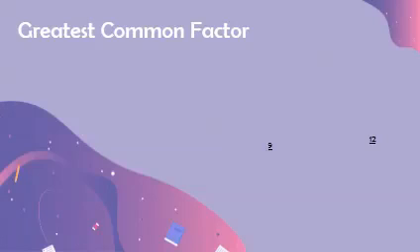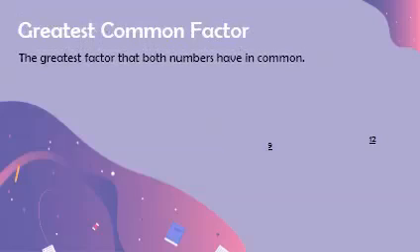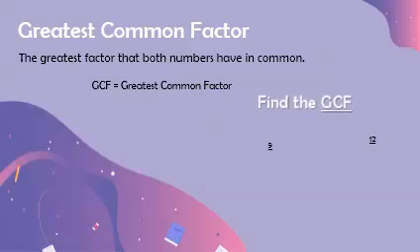Now we are going to find something called the greatest common divisor or greatest common factor. It's very easy. The greatest common factor is the factor which is found in both numbers, but the greatest one. So the GCF or the GCD is the greatest common factor or greatest common divisor.